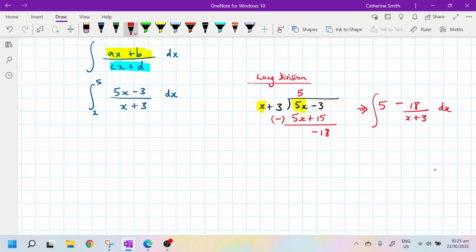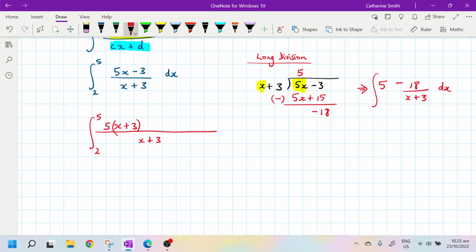The other way is to take the bottom line and put it up the top, and put a 5 in front of it because we need 5x. So it's all going to be over x plus 3. We're going to just rearrange it. We're not going to change it, we're just going to rearrange it. So the top line would now give us 5 times x. Put that bracket back.